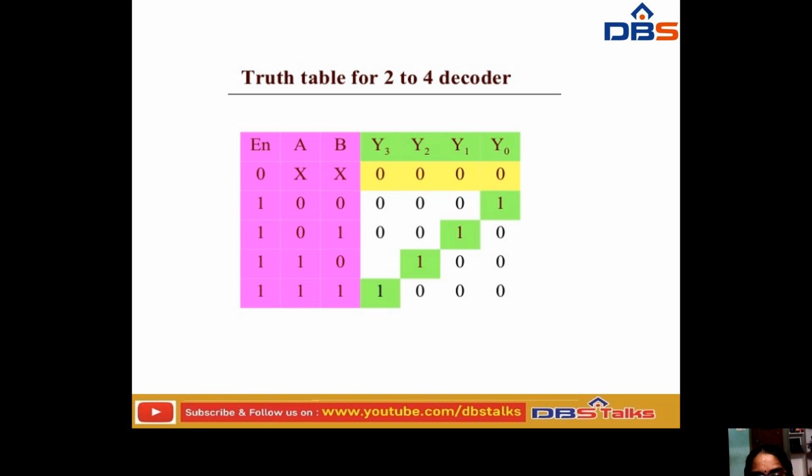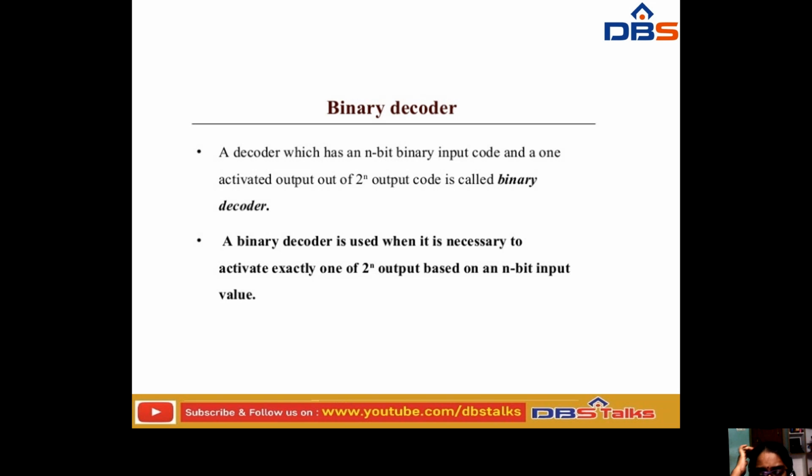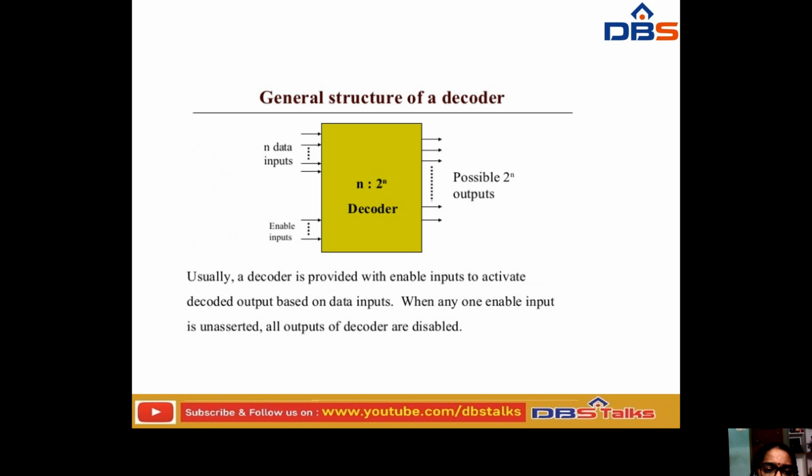Here, if it is 0 0, at the 0th position the value becomes 1. If it is 0 1, at the first position the value becomes 1. If it is 1 0, at the second position the value becomes 1, and if it is 1 1, at the third position the value becomes 1. These are the possible combinations we get in the 2 to 4 decoder, that is, the binary decoder truth table. This is the general structure of n to 2 power n. If you have taken 2 inputs, then the output is 2 power 2, that is, 4 outputs we will get.